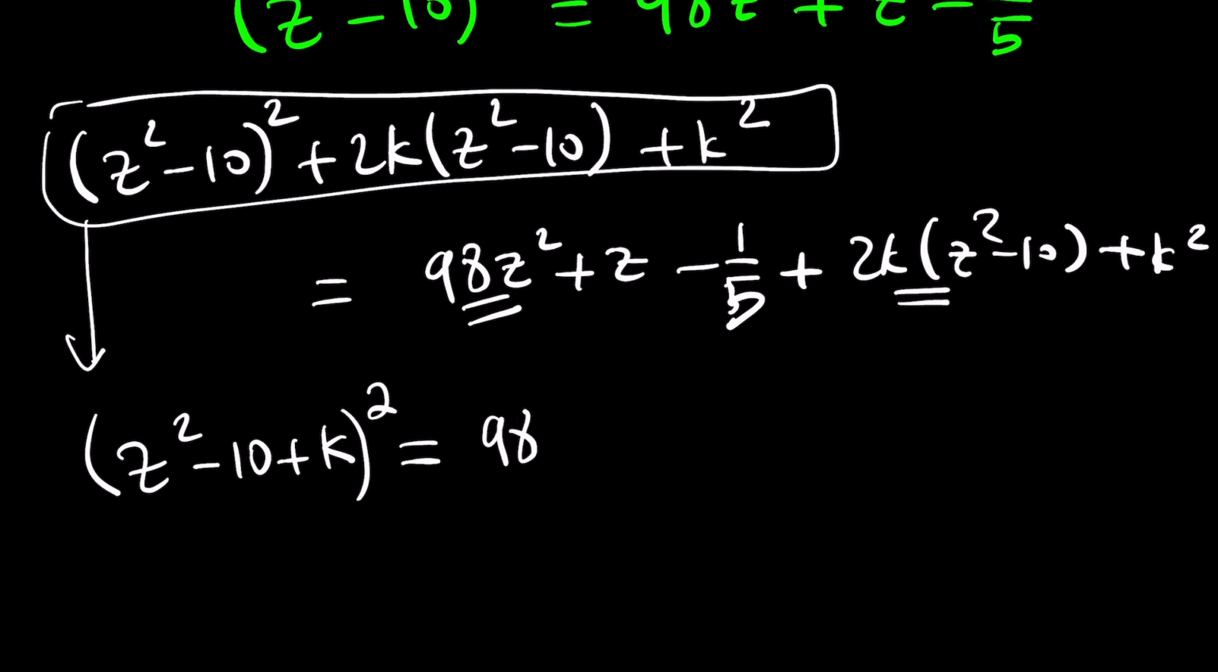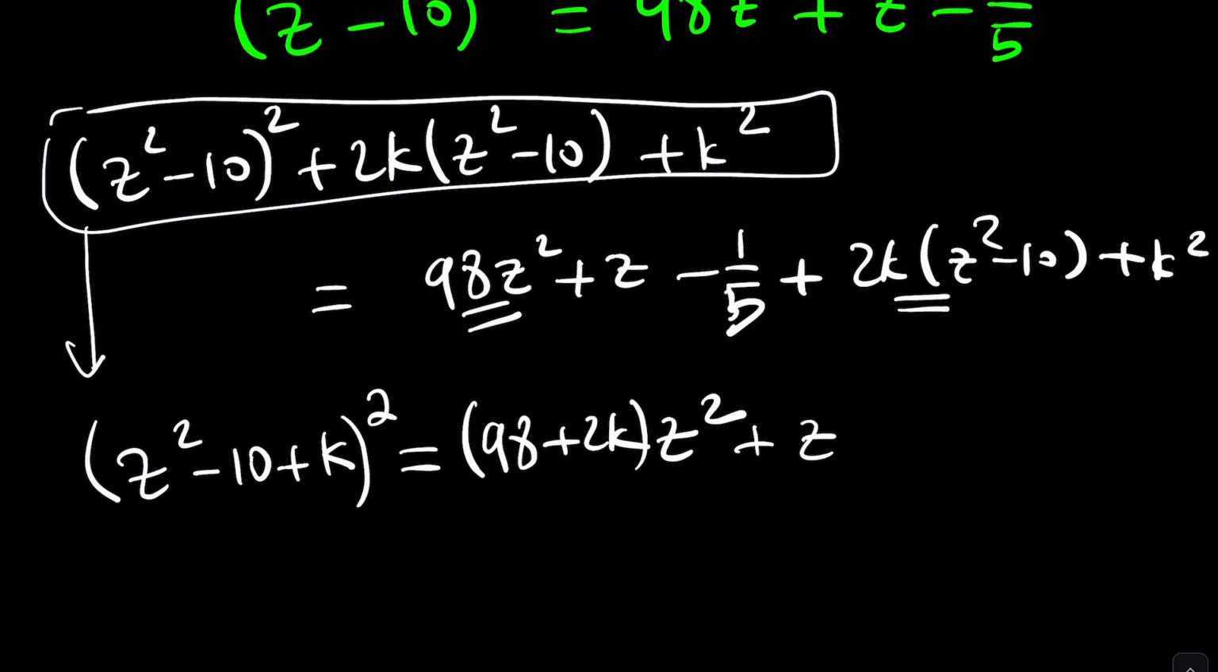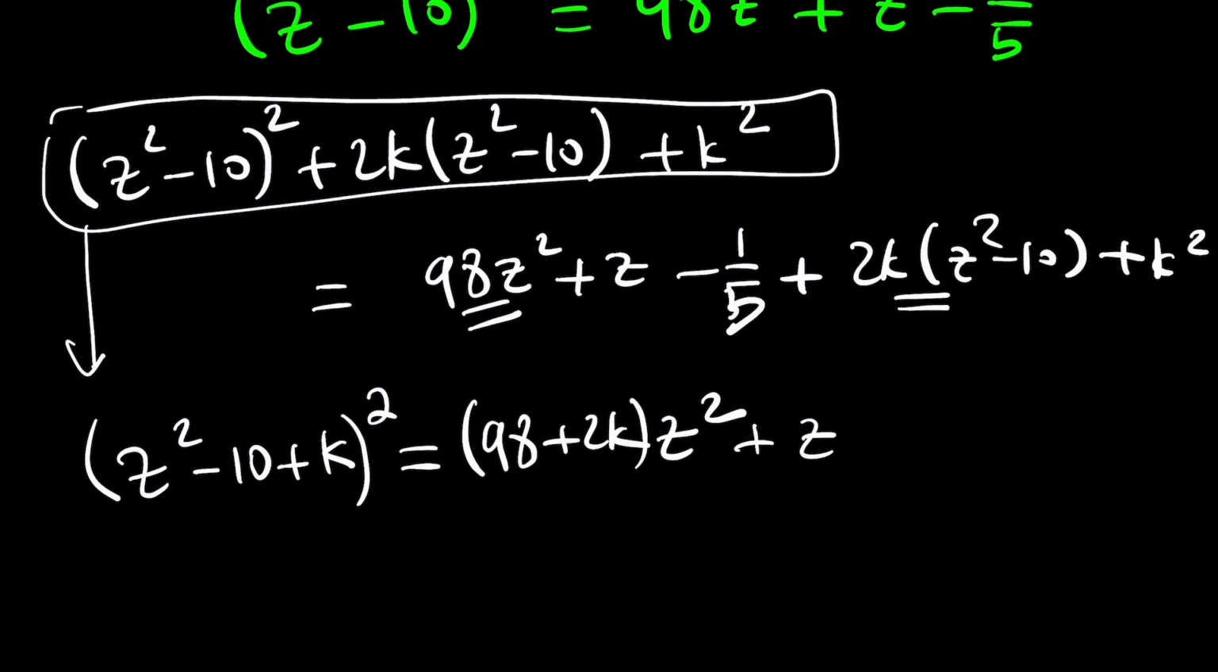So it's going to be like 98 plus 2k z squared. And then we're going to bring the z in. That's going to be a plus z. And everything else is a constant. So we're going to get a k squared. That's the only positive part. It's going to be minus 20k minus 1/5.